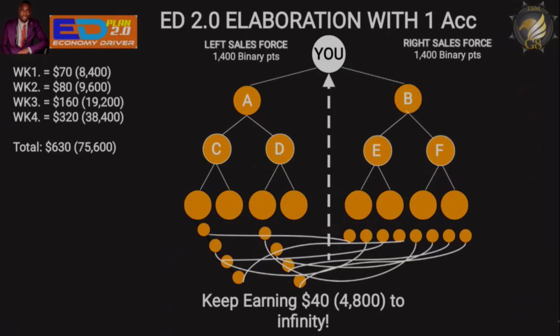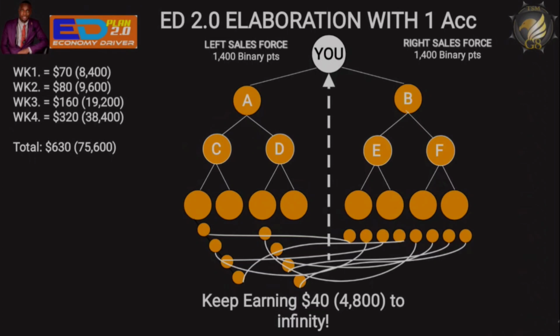What happens in your 4th week? You get that these individuals that you introduced here, they have started building a team. Sometimes there are some people who are not building the business, like this gentleman here. The system does not care. As long as we have activities on your left Salesforce and activities on your right Salesforce, you will continue earning an income. And up to this level, in your 4th week, you'll make $320.